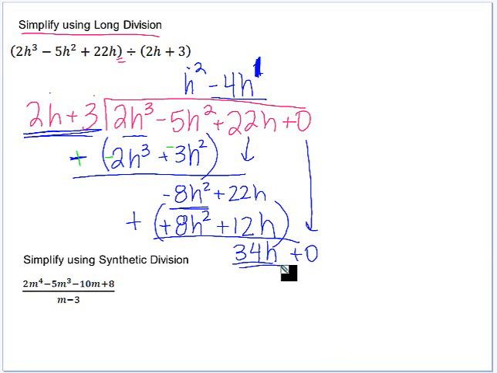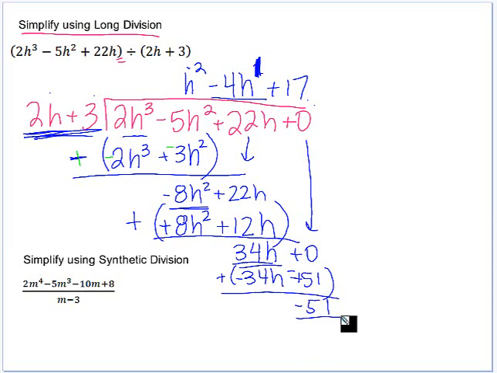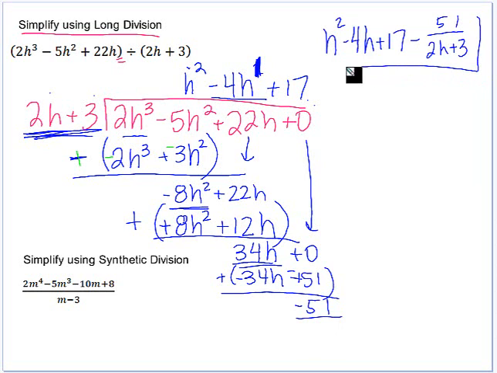Now we ask, what times 2h will give us 34h? That would be 17. So 17 times 2h is 34h. 17 times 3 is 51. And now we subtract these, so we change the opposite throughout. The 34h's cancel, and we're left with negative 51, so that's our remainder. So our final answer is h squared minus 4h plus 17, and then minus 51 over the 2h plus 3. So there's our long division.